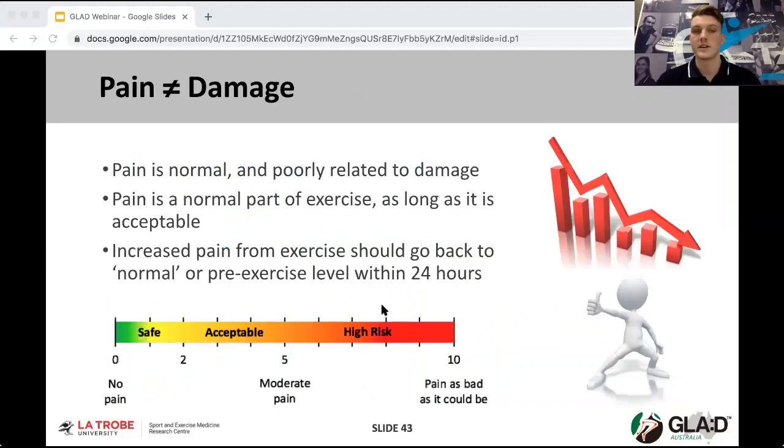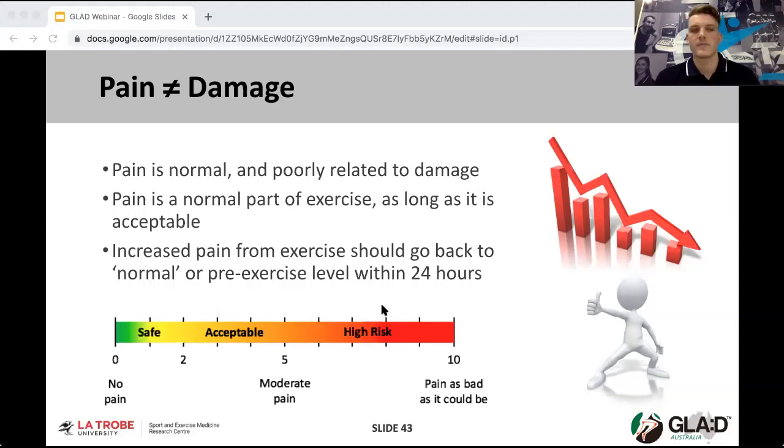Alrighty, so it's vital to understand that pain does not equal damage, okay? So pain is a companion to OA. It often hurts when you start exercising, okay? And it's okay if it hurts when you exercise, but to a certain extent. Humans are hardwired to treat pain as a warning signal. However, with OA, this can prevent people from exercising.